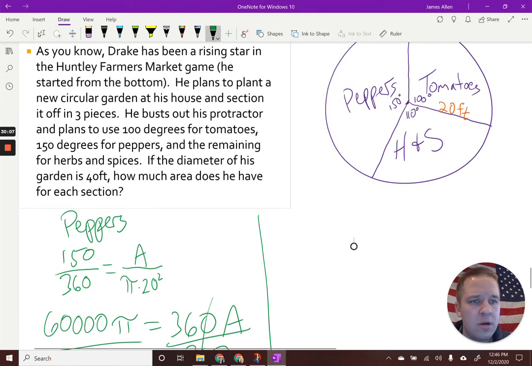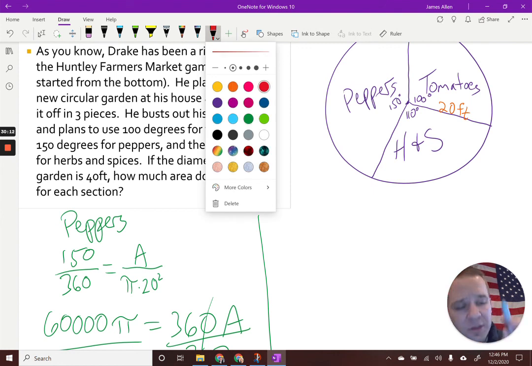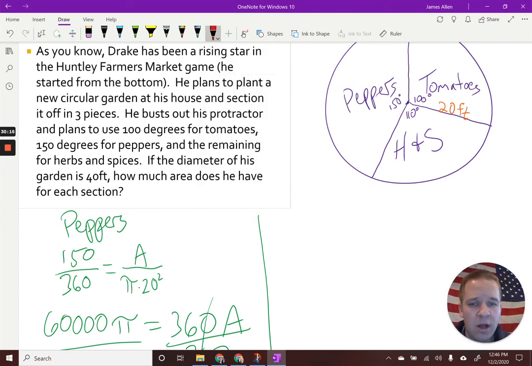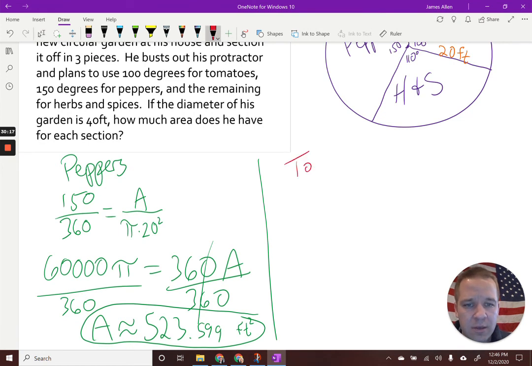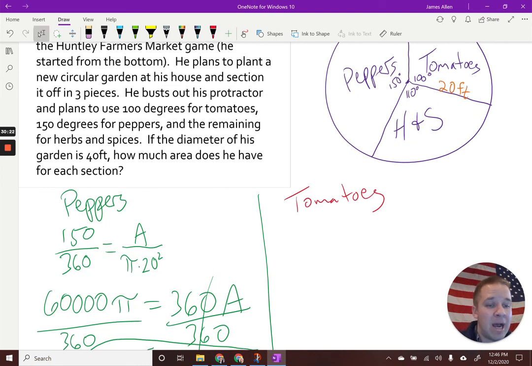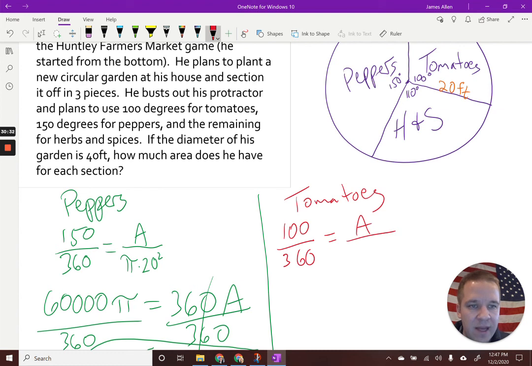Now let's go on to our tomatoes. We'll go red for tomatoes, although they do start out green as well. I'll go red because we already used green. All right, tomatoes. Same idea here, except for now, my central angle is 100 degrees. So 100 divided by 360 is equal to my area of that sector over pi times 20 squared. All right, why don't you pause the video, try it, and then see if you got the right answer.